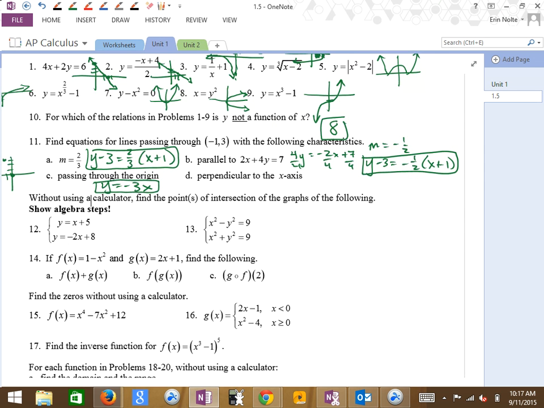Okay. Number 12, without using a calculator, find the points of intersection. Okay, so how do I do number 12 algebraically? Set them equal. So then I have x plus 5 equals 2x plus negative 2. So 3x equals 3. So did everybody get x equals 1?